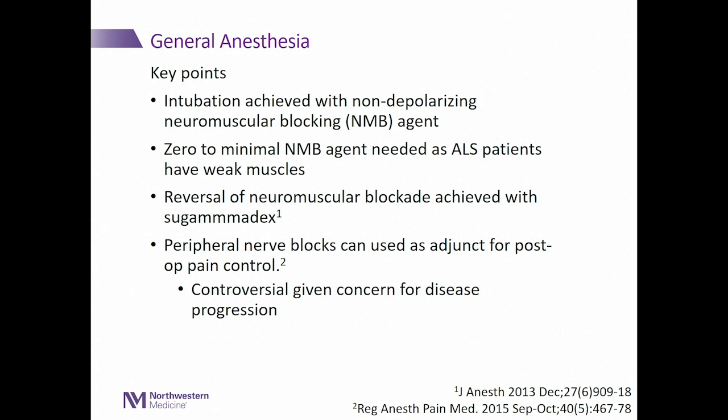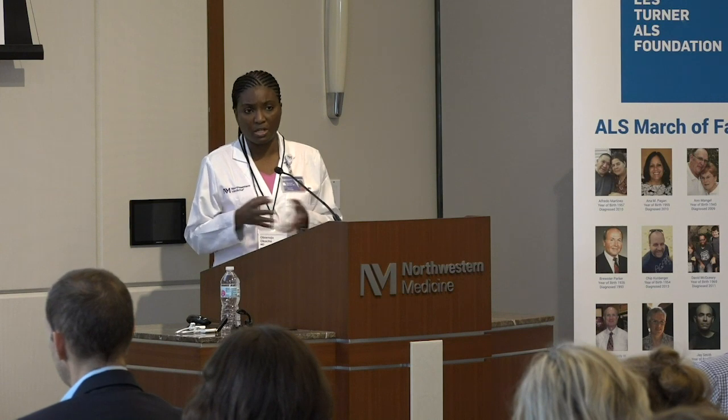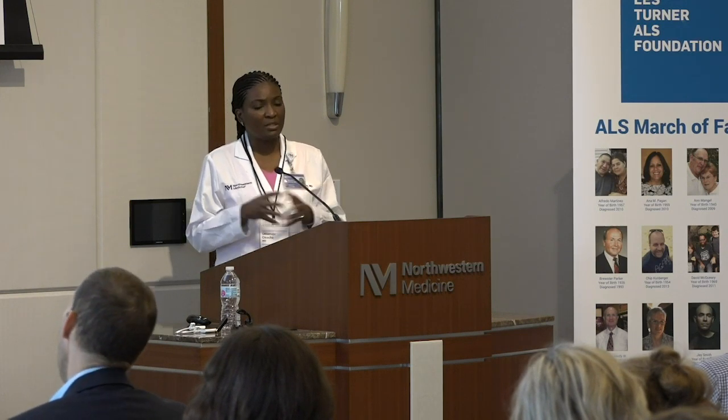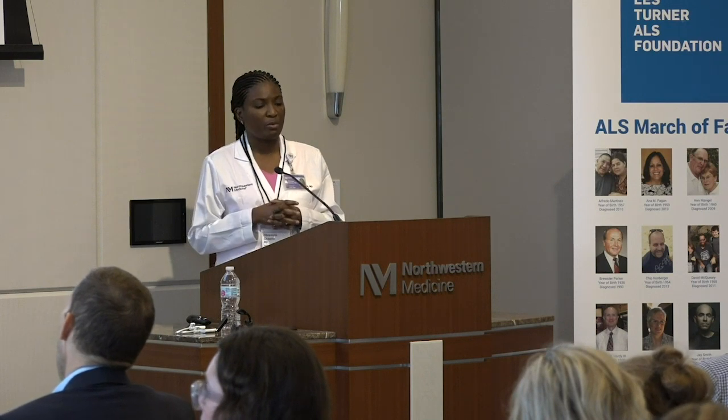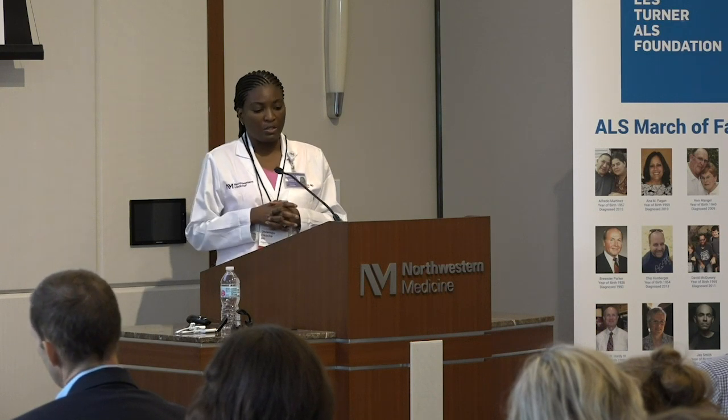So general anesthesia, key points. Intubation, we achieve with neuromuscular blocking agents, non-depolarizing agents. During the procedure, the patient needs zero to minimal neuromuscular blocking agents, as they already have weak muscles. Reversal of neuromuscular blockade is achieved with sugammadex. Sugammadex is a drug that's been available in Europe for, I would say, over a decade now. It was recently approved by the FDA a couple of years ago, and essentially works by binding the neuromuscular blocking agent and removing it from the neuromuscular junction, allowing for prompt return of muscle function to baseline.